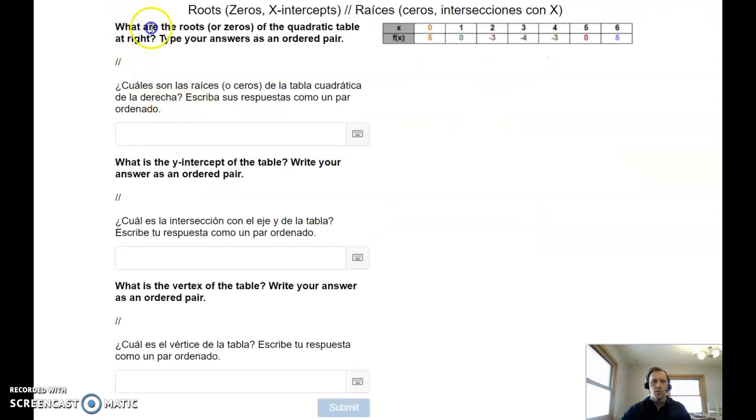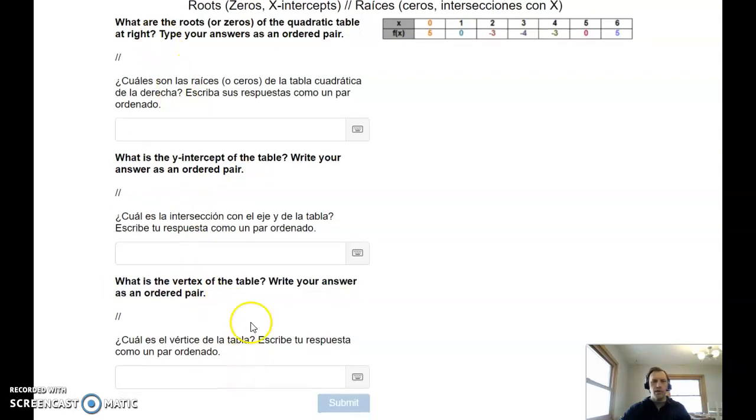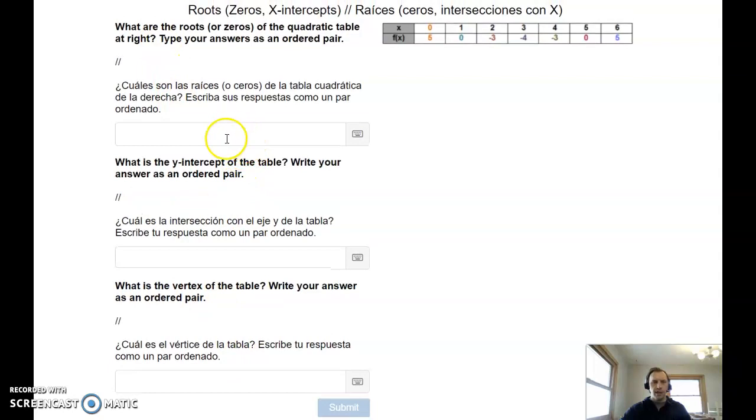And so what are the roots or zeros of a quadratic table? So we talked about this last week. What does it mean to be a root? Okay, so think about that. What does it mean to be a root? What is the y-intercept? Okay, so when do we find the y-intercept? And what is the vertex? All right, so I want you to think through these three, put in your ordered pair answers, and come on back and see it in just a second.